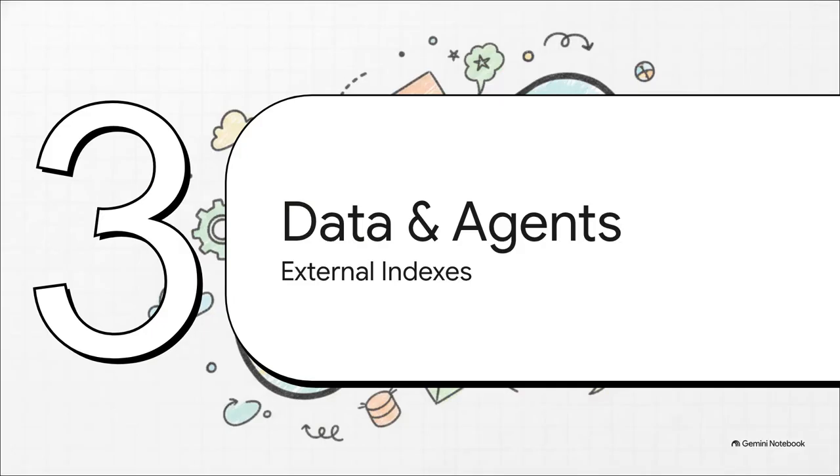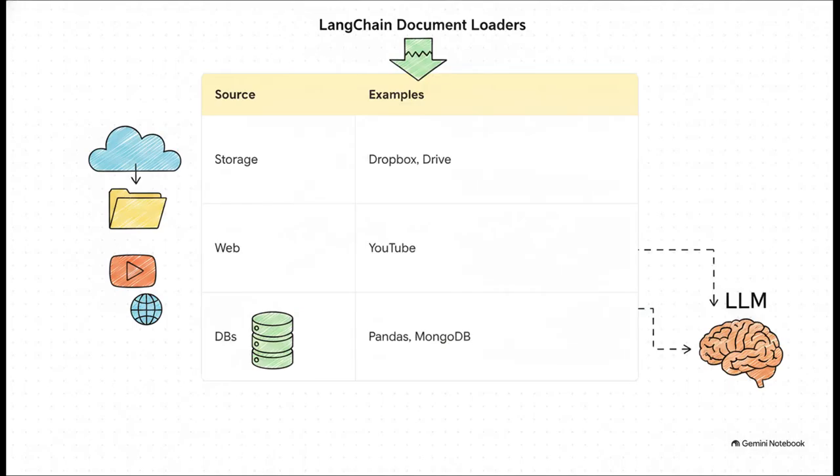Section 4. Data, memory, and agents. To achieve really complex tasks, LLMs almost always need access to your external data, which LangChain refers to collectively as indexes. To get that data piped into the system, it uses document loaders. And the sheer variety here is staggering. You can pull from file storage like Dropbox or Google Drive. You can instantly load web content like scraping YouTube transcripts. You can pull directly from databases or tools like Pandas and MongoDB. It is a wildly robust ingestion system.